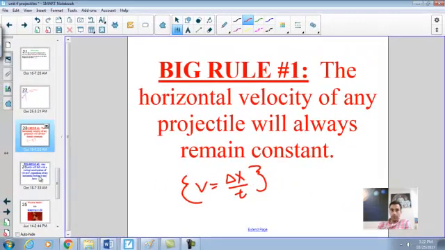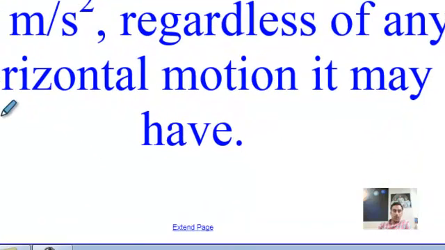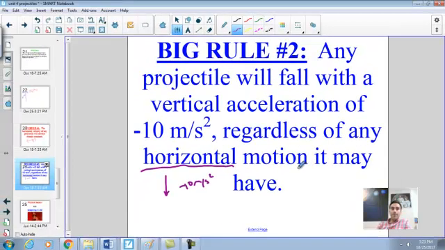You're welcome. The second big rule is that a projectile will fall down at negative 10 meters per second squared, and it has no effect on the horizontal motion. So the horizontal motion is still going, that way or that way. Gravity only pulls things down because gravity sucks.